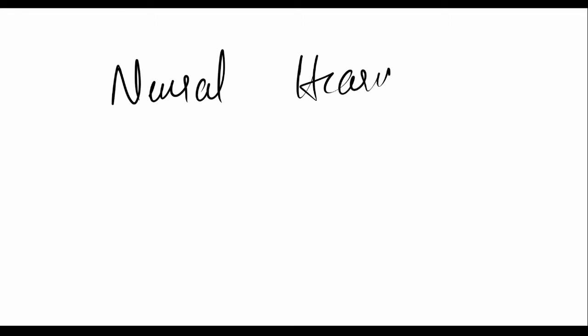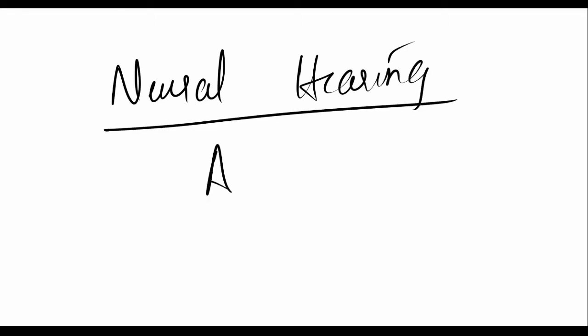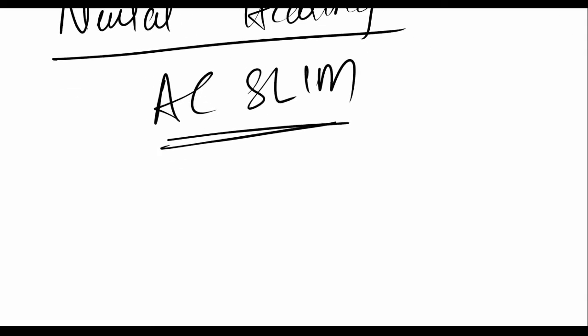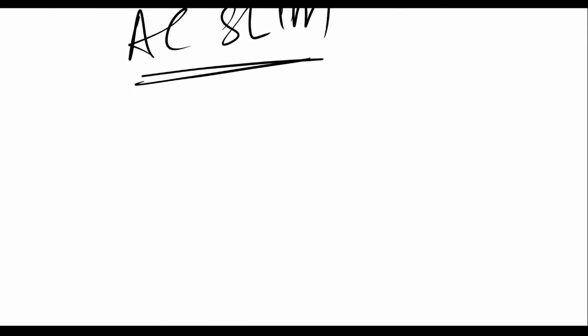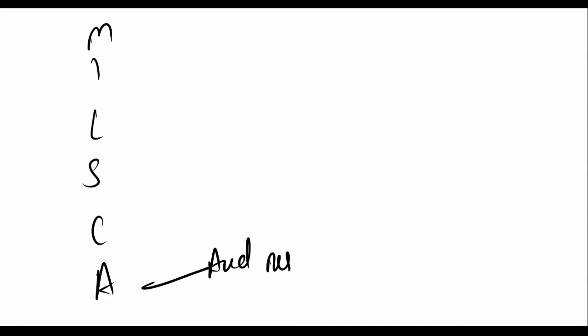The neural pathway of hearing is pretty simple if you know the mnemonic AC SLIM. Okay, AC SLIM. So A stands for the auditory nerve. So the auditory nerve, we'll write it down, AC SLIM. Auditory nerve then goes on to the cochlear nucleus.